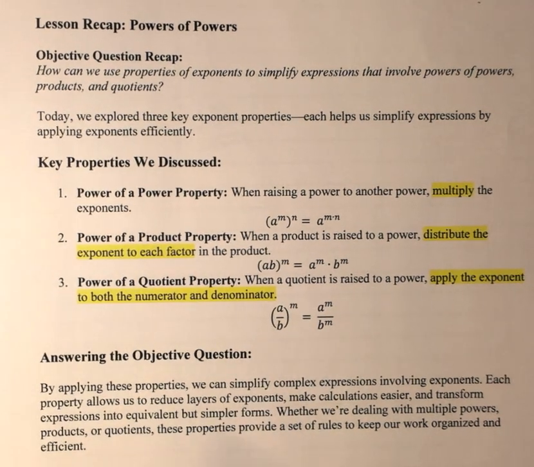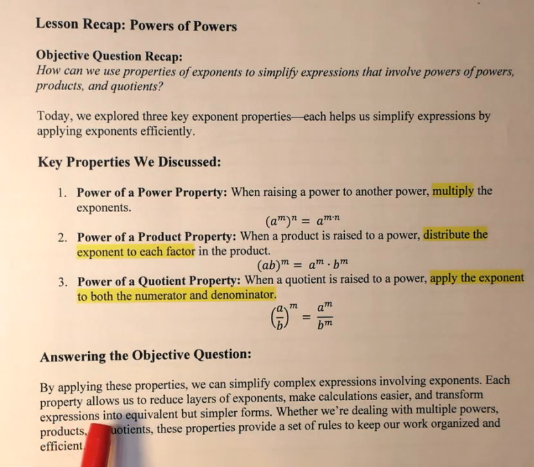So, to answer that objective question that we had, we are able to apply these properties, and it helps us to simplify challenging expressions that can involve exponents. So, each of the properties allows us to reduce a layer of exponents. It just simplifies and makes the calculations a little bit easier, and it helps us to transform those expressions into equivalent but simpler forms of problems that we're going to work with.